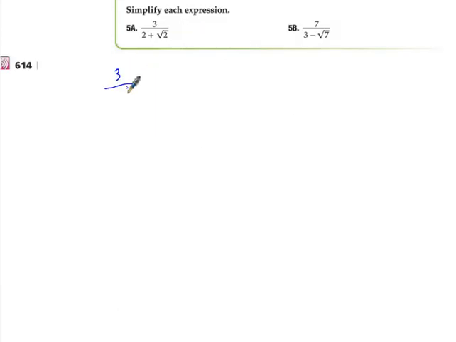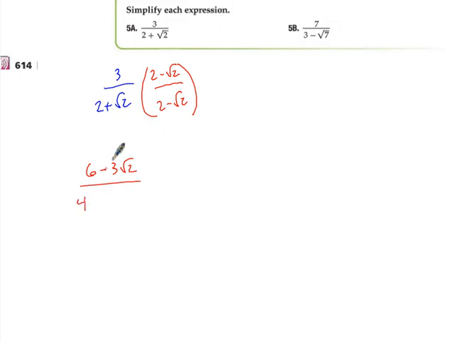So I'm going to multiply, let me rewrite the whole problem, 3 over 2 plus square root of 2. I'm going to multiply top and bottom by the conjugate, 2 minus square root of 2 over 2 minus square root of 2. Okay, and then I'm going to use the distributive property up top. So 3 times 2 is 6, and then 3 square root of 2. And then on the bottom, I'm going to use FOIL. 2 times 2 is 4.